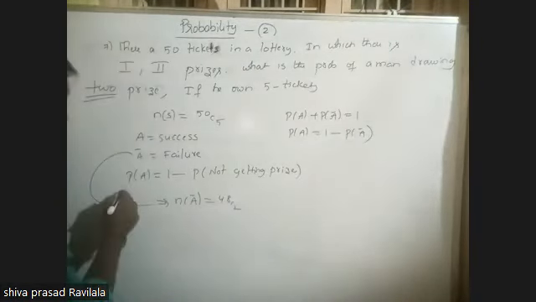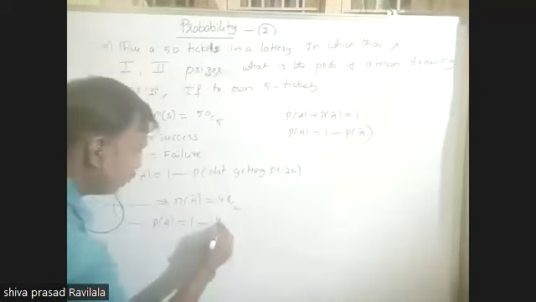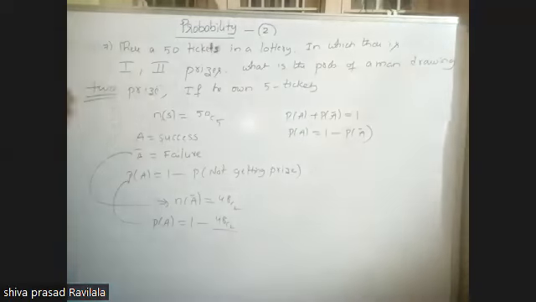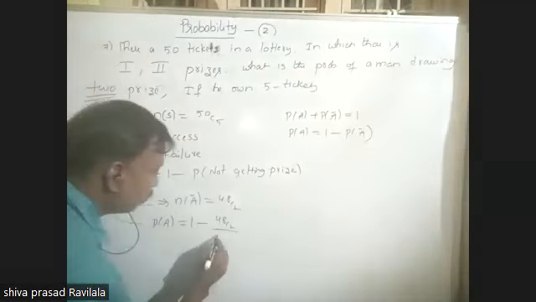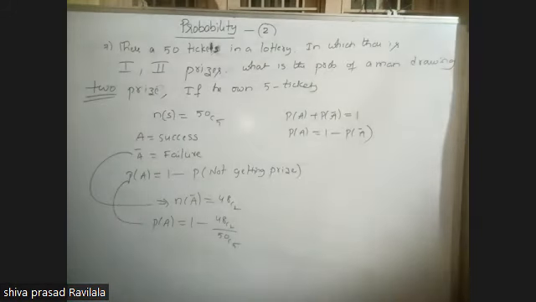Therefore, P of A is equal to 1 minus 48C2 by the denominator N of S, which is 50C5. When it says 5 tickets, that is the choice we make for the denominator. Don't take 45 here.